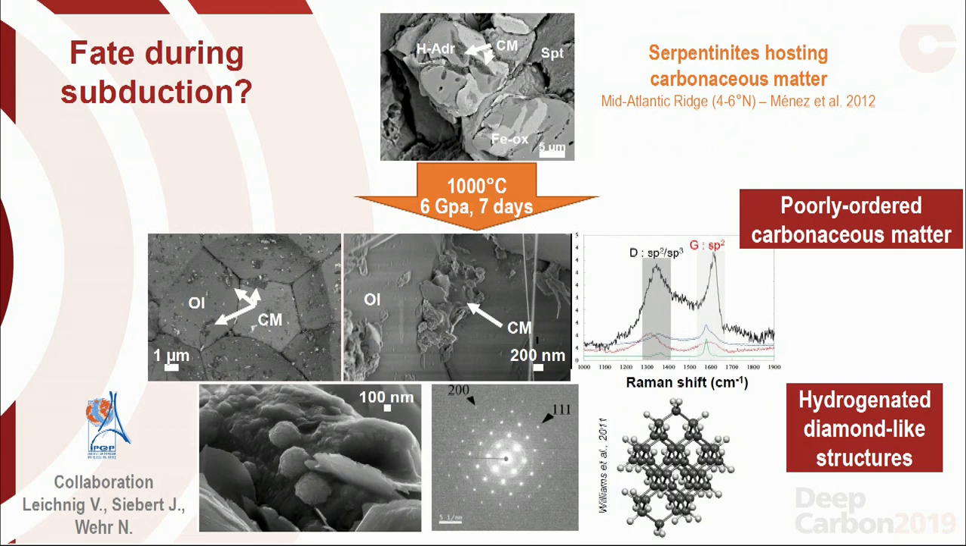So first, we show that the carbonaceous matter is still there in between the olivine grains after the experiment. Here you have the Raman showing that it is still poorly ordered. And then we also found, as shown by SEM but also the diffraction pattern we obtained, the presence of a hydrogenated diamond-like structure that forms within all these textures. So this opens the door for new investigation, because for the moment, the fraction that remains associated with the mantle part of the slab is not well known.